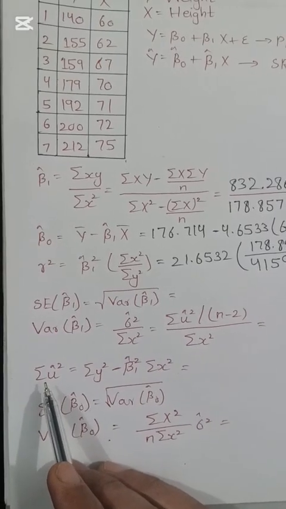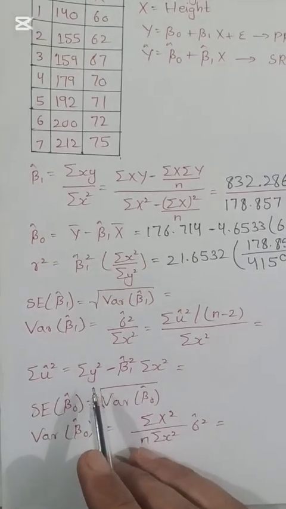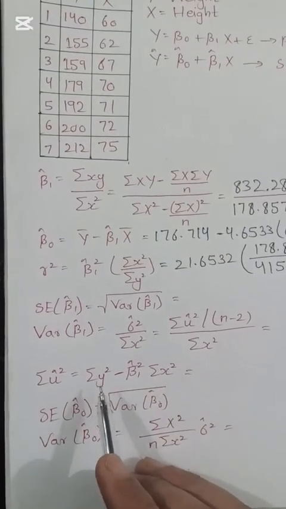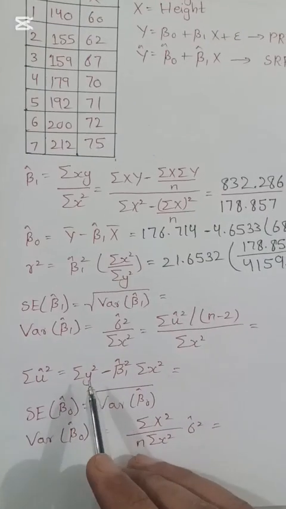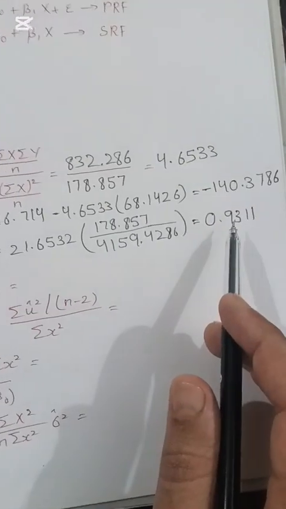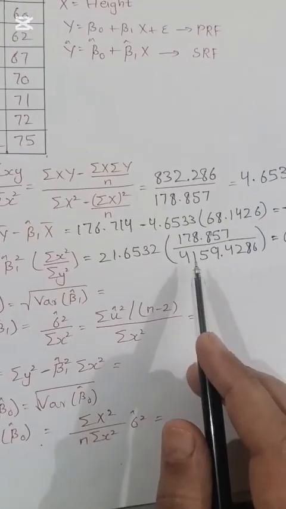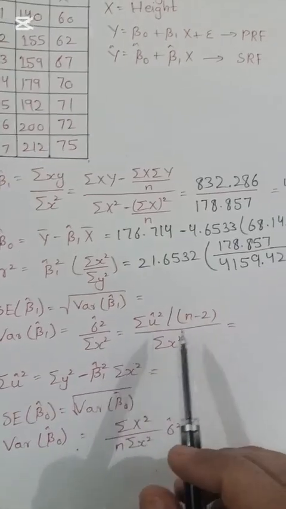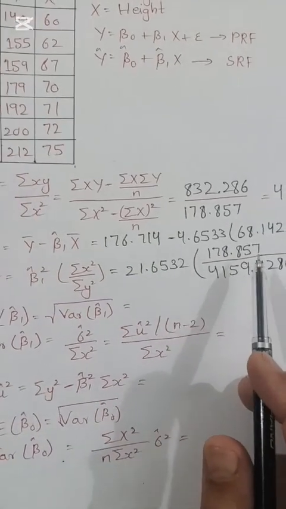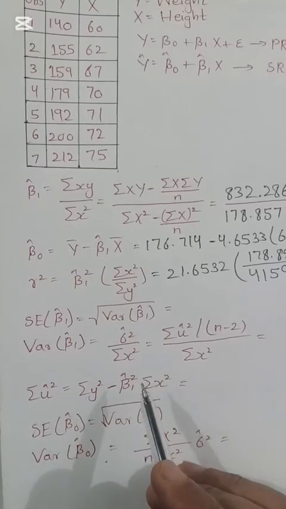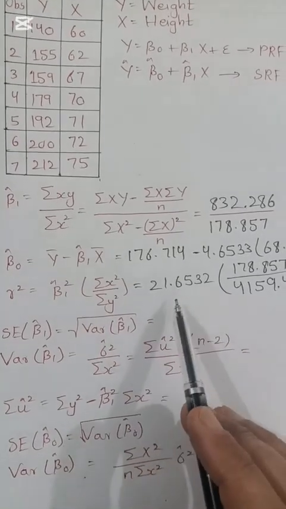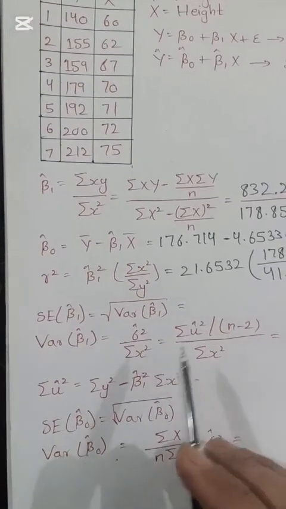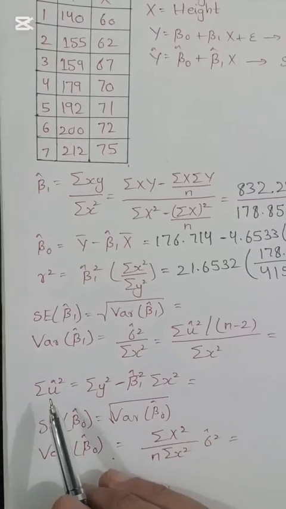So you can easily calculate the sum of square residual using this expression, which is equal to the sum of y square minus beta 1 hat square times the sum of x square. Note that you have already found all the values. The sum of y square is equal to 4159.4286, the sum of small x square is 178.857, and beta 1 hat square is 21.6532. You just need to plug these values into this expression, then you will find the sum of u hat square.